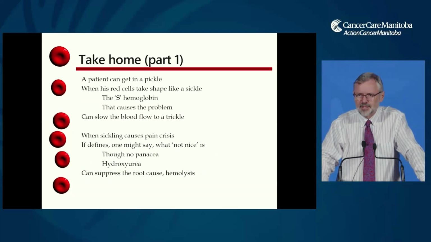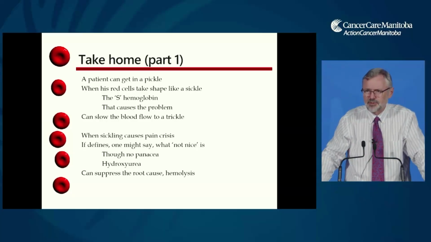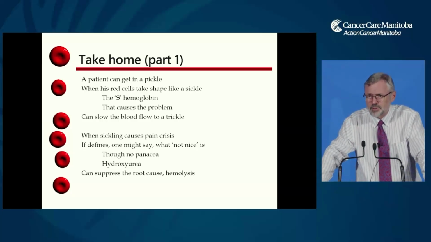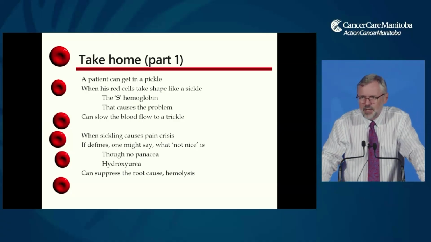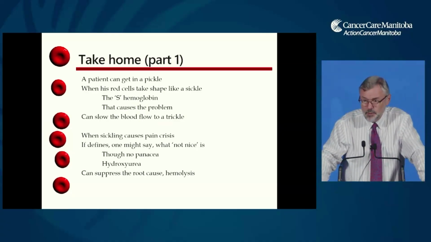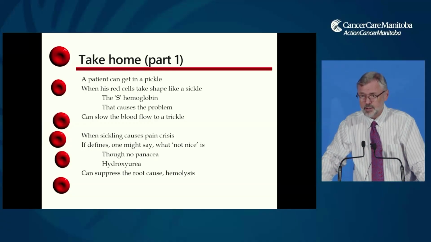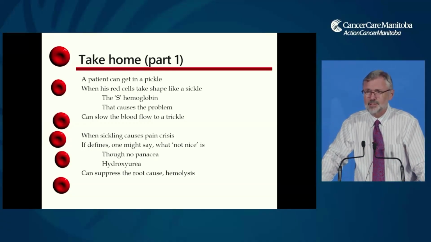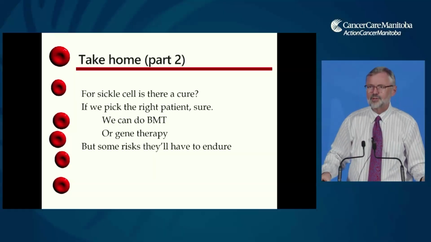Okay, so just a patient can get in a pickle when red cells take shape like a sickle. The S hemoglobin that causes the problem can slow the blood flow to a trickle. When sickling causes pain crisis, it defines, one might say, what not nice is. Though no panacea, hydroxyurea can suppress the root cause, hemolysis. And whoops, well, there's one more.